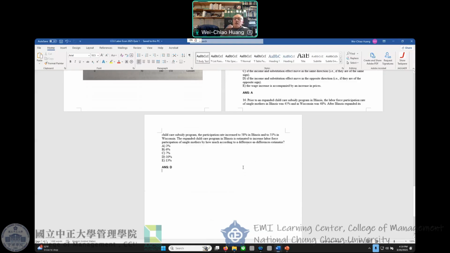So we got to account for the difference in differences. Okay, the difference for Illinois single mother labor force participation rate is up by what's that?